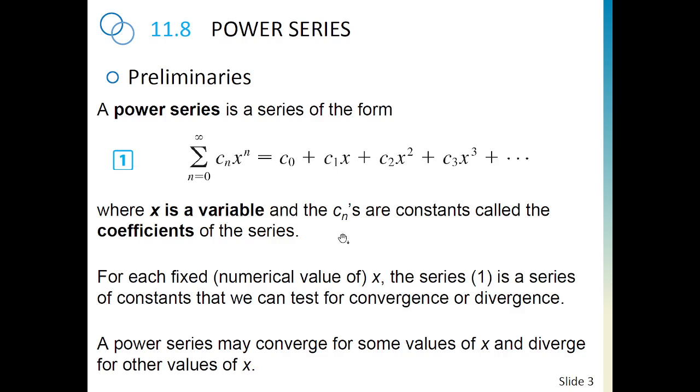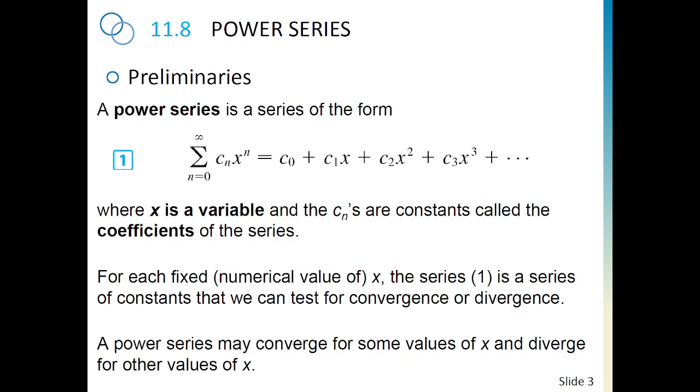We will see why this is interesting, maybe more interesting than just having a series of numbers, because this is a little bit more general. So it's called power series because we have our variable put to a power, and then C0, C1, C2, C3, those are the numbers, real numbers, constants.